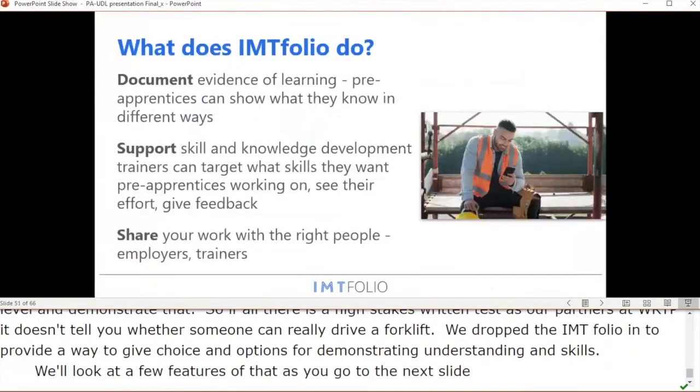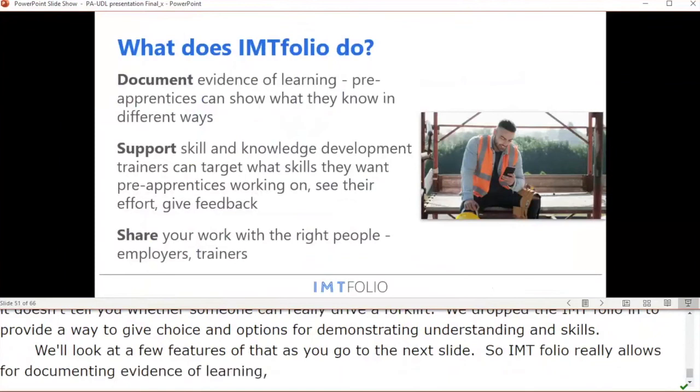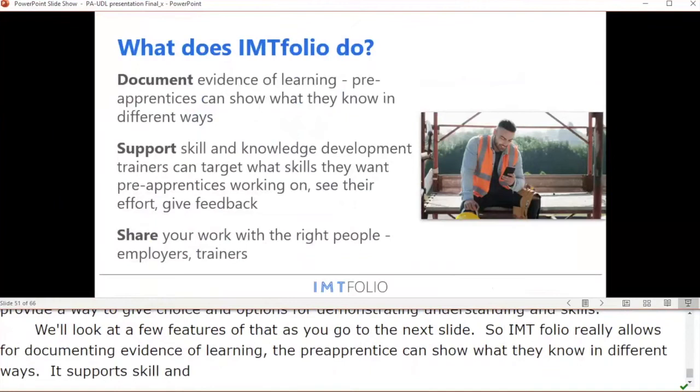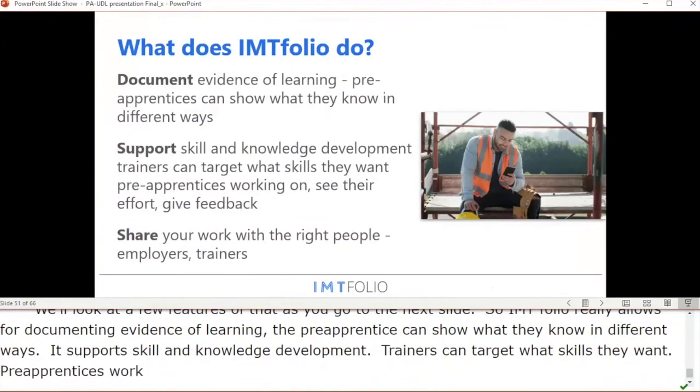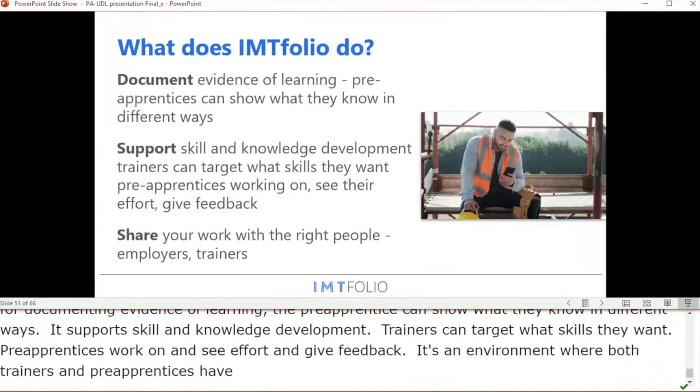So IMT Folio really allows for documenting evidence of learning. The pre-apprentices can show what they know in different ways. It supports skill and knowledge development. Trainers can target what skills they want pre-apprentices working on, see their effort, and give feedback. So it's an environment where both trainers and pre-apprentices have the capacity to input into the system.